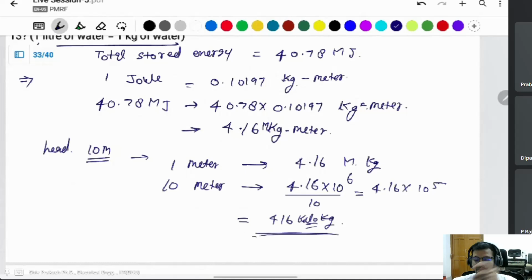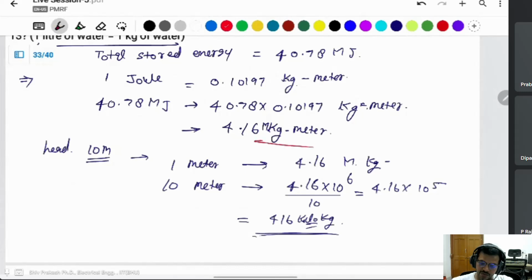This amount of 4 kg is to be stored in a water tank. Don't be confused here about how I divide by 10. 1 meter is given as 4.16, then 10 meters is simply a multiplication by 10, but I divide by 10. Why?